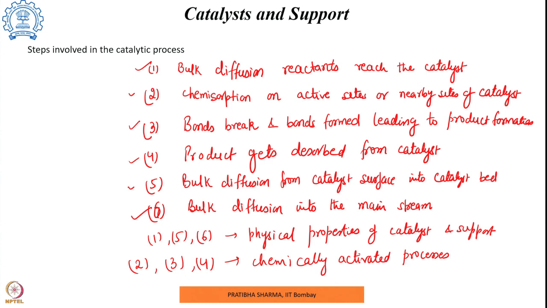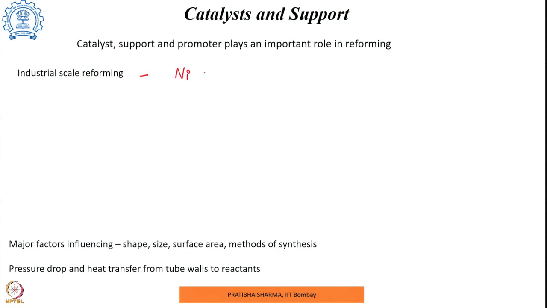Now, in a catalytic process, any of these reactions can be the rate limiting step. In the whole process, any of these 6 processes can be the rate limiting step. Now, let us come back to steam methane reforming. We know that the catalyst plays a dominant role. It is not only the catalyst alone, but the support and the promoter also play a dominating role. When we talk about industrial scale hydrogen production using steam methane reforming, primarily the catalyst being used is nickel.